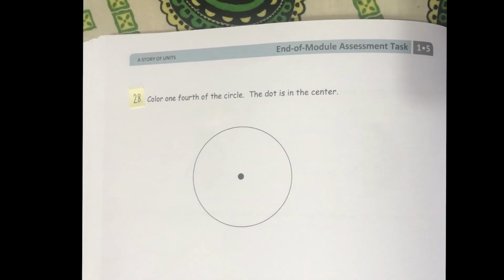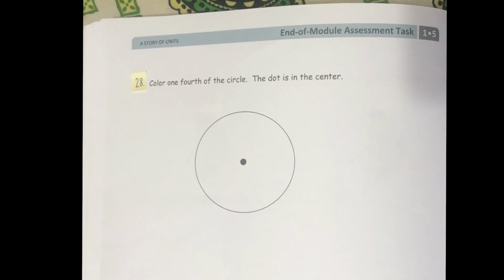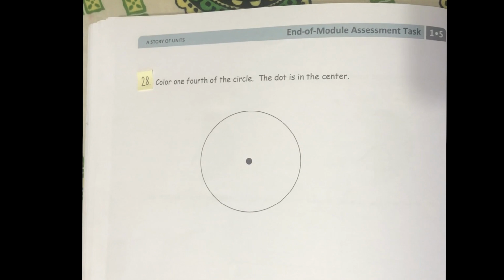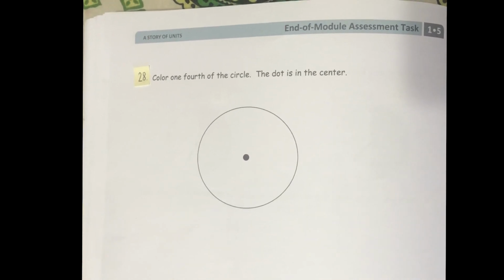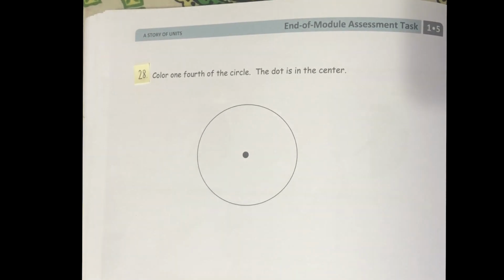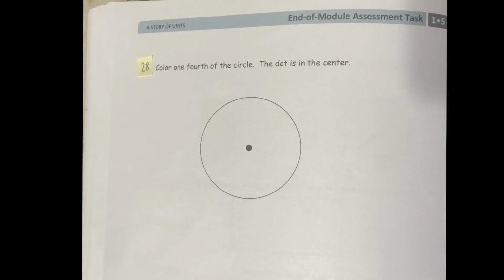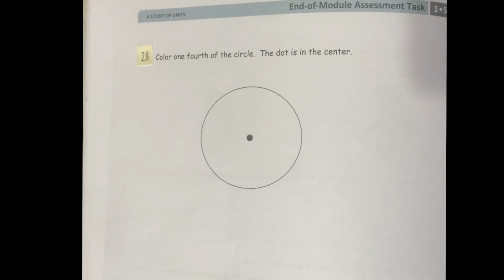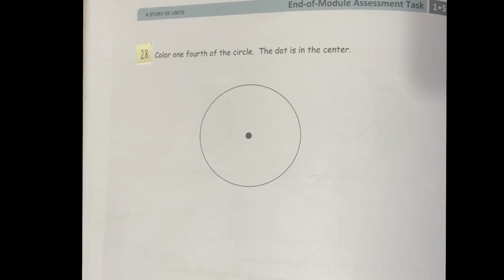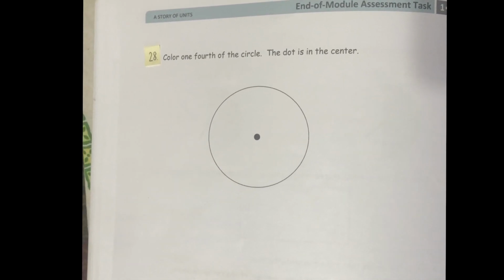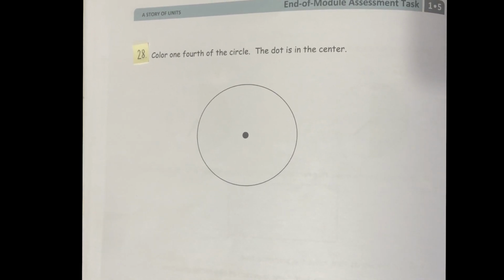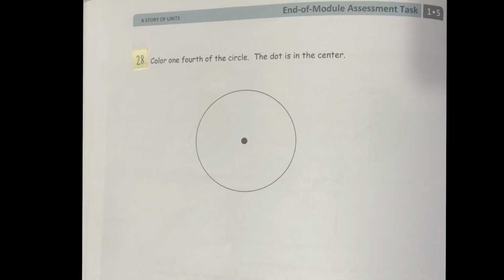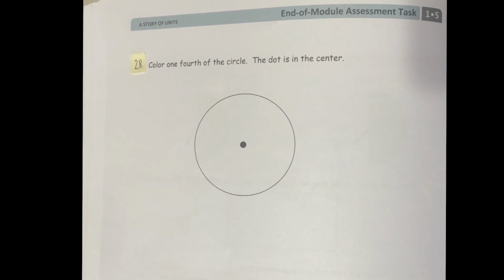Congo, we have reached the last question. For number 28, please draw this circle. The dot is in the center of the circle. Once you're finished drawing the circle, please shade 1/4 of the circle. Yabo. So once you draw the circle and place your dot in the center, you are going to draw and shade 1/4 of the circle.